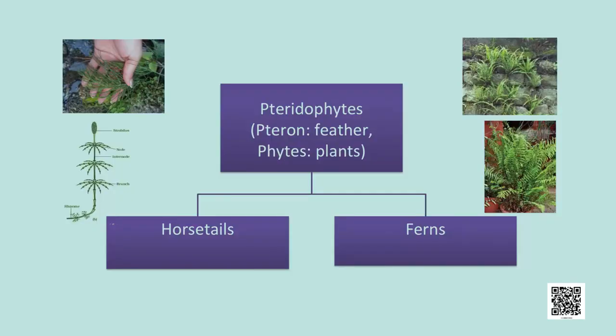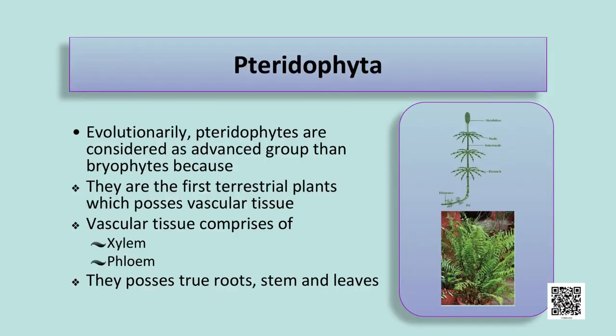Pterido in Greek means feather and phytes means plants. So, these plants with feather like look are called pteridophytes. You must have seen such plants in your garden and in your surroundings. They are divided further into two groups, namely horsetails and ferns. Pteridophytes are an evolutionary advanced group of plants because these are the first terrestrial plants that possess vascular tissue.